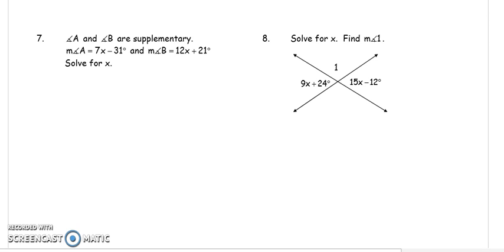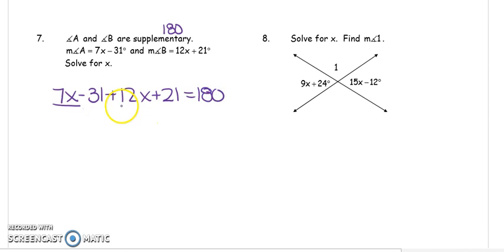With number 7, A and B are supplementary. Supplementary means that they add up to 180 degrees. So we can say 7x minus 31 plus 12x plus 21 is going to equal 180. We'll combine like terms, 7x and 12x, that's 19x. Negative 31 and a positive 21, that's a negative 10. And that's equal to 180.